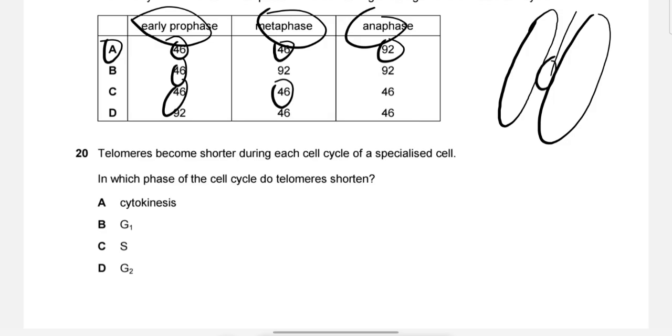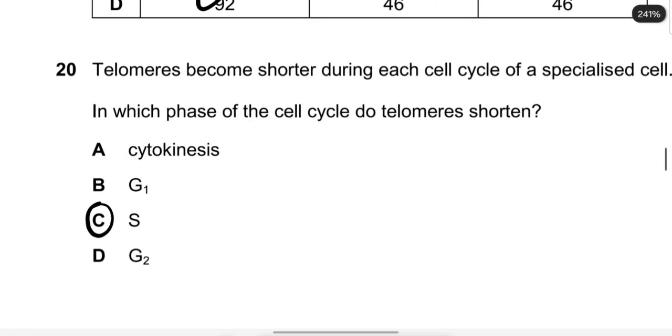The reason why the telomeres shorten is because of the enzyme DNA polymerase, which cannot replicate the very tip of the lagging strand. I'm sure you remember that. So that is the reason why our telomeres shorten, because DNA polymerase cannot replicate the tip ends of the lagging strand, and that occurs during the S phase. And we have the S phase on option C.